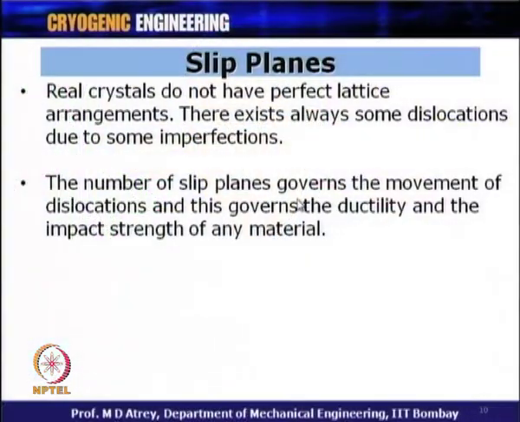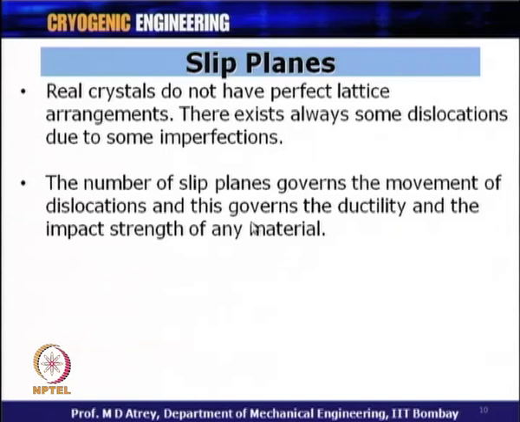The number of slip planes is governed by the lattice structure we talked about. The number of slip planes governs the movement of these dislocations, and this governs the ductility and the impact strength of any material. Now, this is all related. The atom structure in a lattice will determine how many slip planes are there, and the number of slip planes will allow the dislocation to move in the structure. So, ultimately the lattice structure will decide whether a particular material allows the motion of dislocations or not.